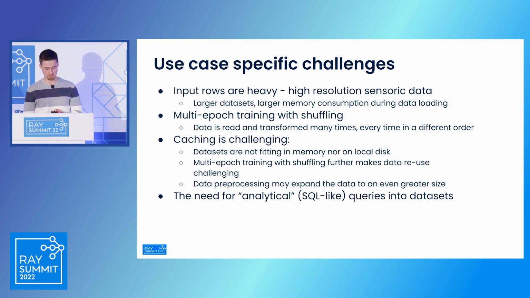Many people might be familiar with a training regime where you would be seeing every example just one time. This is popular in large internet companies with an abundance of labeled data. But in our case, we need to do multi-epoch training with shuffling, and data is read and transformed every time you go through the data, and every time it's done in a different order. So these things really make naive approaches to caching challenging.